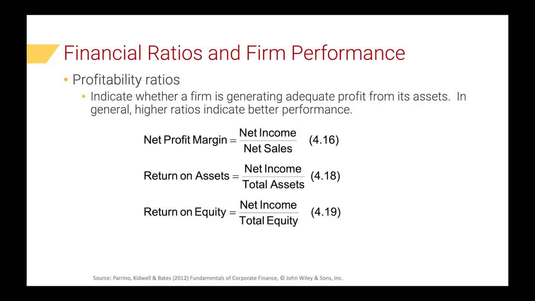The profitability ratios indicate whether a firm is generating adequate profit from its assets. In general, higher ratios indicate better performance. The net profit margin ratio is calculated as net income divided by net sales. The return on assets ratio is calculated by net income divided by total assets. And then the return on equity is calculated by net income divided by total equity.